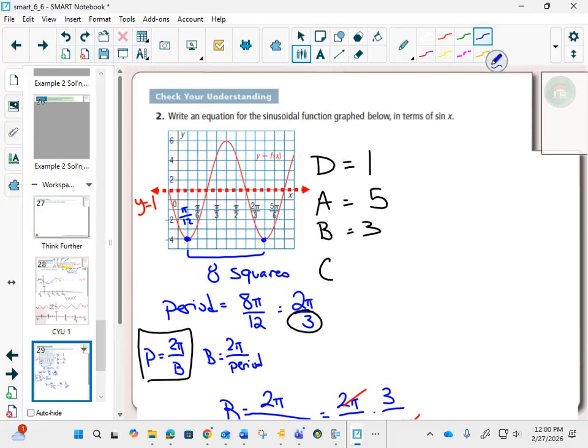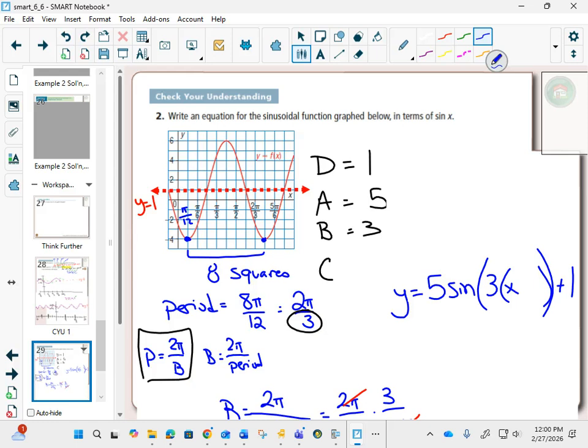And then when we go to write this question, we'll do it quick here. Our amplitude is 5. We're doing a sine graph. Our B value is 3, and our D value is 1. The last thing we have to do is our shift.